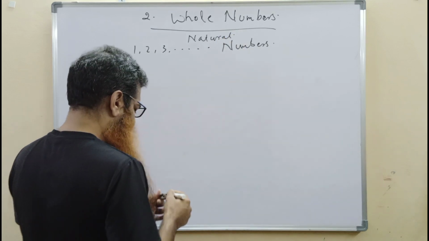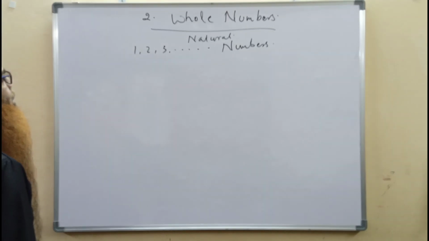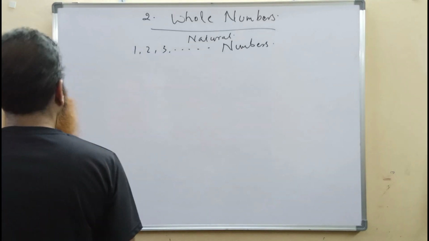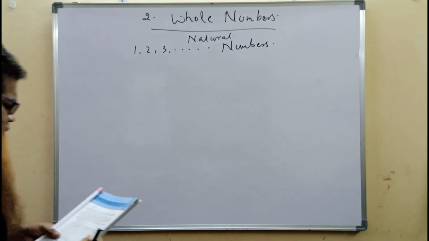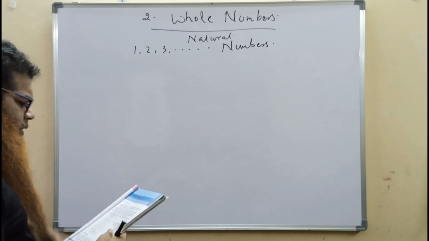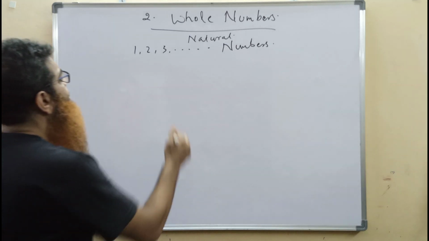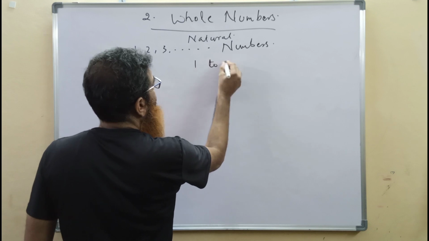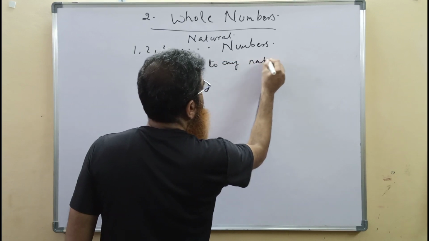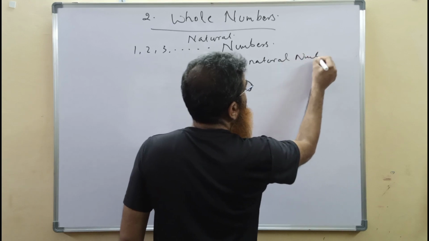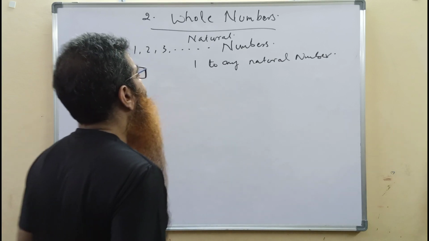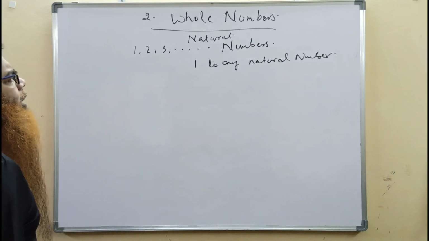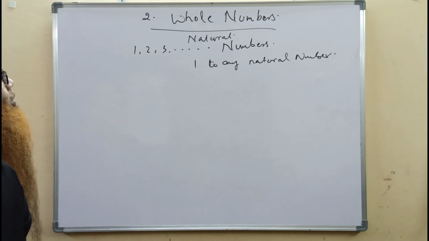These we learn naturally. Every child learns it naturally. These numbers are called natural numbers. Set of natural numbers. While learning about natural numbers, we experience that if we add one to any natural number, we get another natural number, and when we subtract 1 from any natural number, we get as the result another natural number.